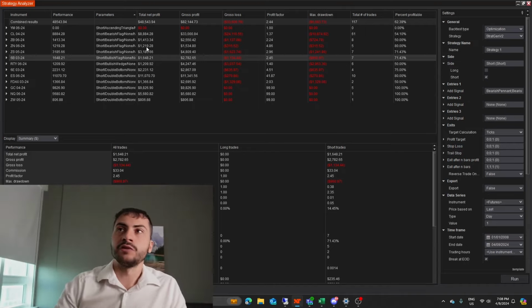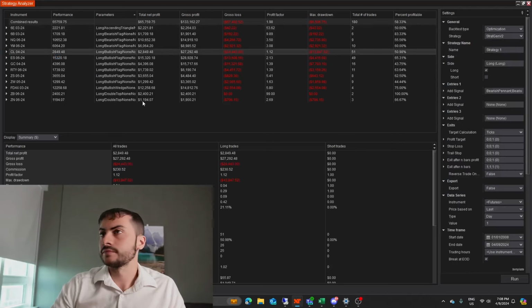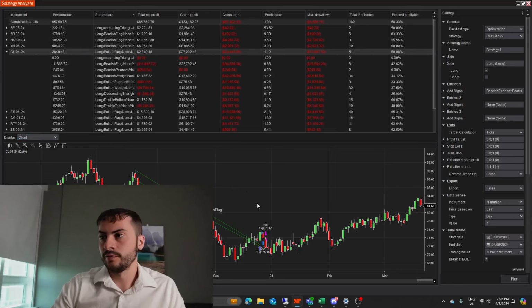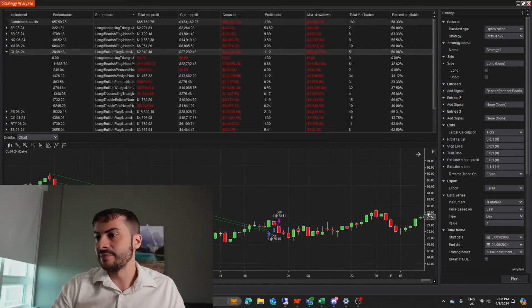I'll flip back to the long optimization, and let's go to oil here and pick up the bullish flag. Let's run that. Okay, and now if I go to chart. All right, so here you can see some of the trades in the backtest.